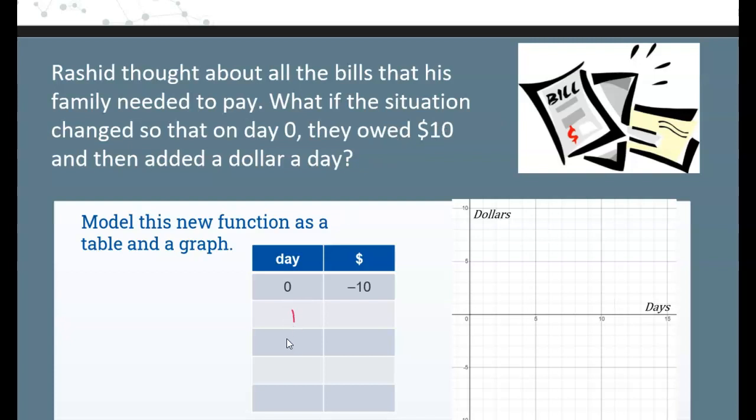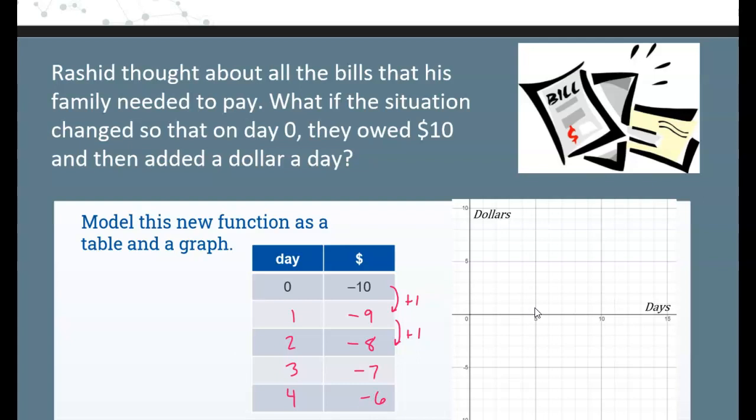We could model this again with our table. We start with -10 on day 0. We're going to add $1 each day. -10 plus 1 is -9. Plus 1 is -8. Then -7. Then -6.